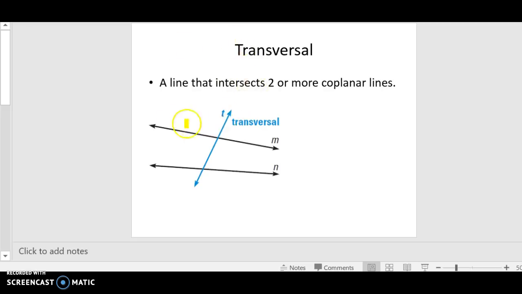First off, if we have two lines, say M and N, and then we have some random segment that intersects both lines, that line is called the transversal. What happens is this transversal creates 1, 2, 3, 4, 5, 6, 7, 8 angles, and then we have all these different pairs of angles that go along with it.